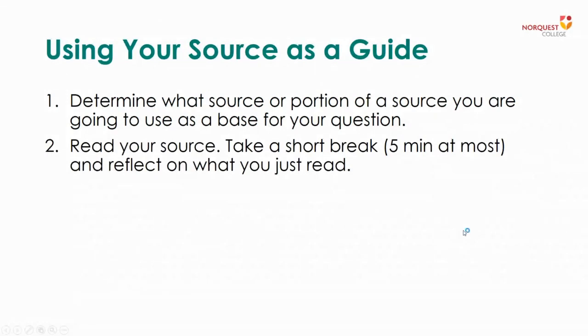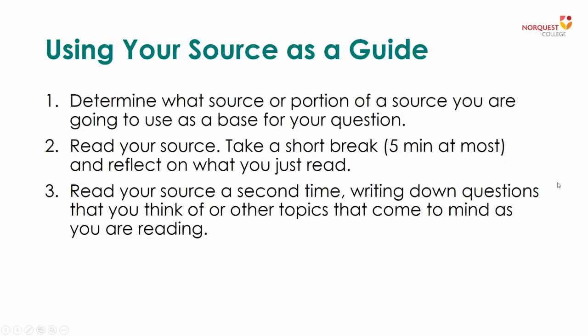The first thing you want to do after you've picked that source is you want to read it. So read it through, read it well, and then you're going to take a break just to give yourself a chance to reflect and give your brain a tiny bit of a break before you go to read it again. So when you read it again, you're going to be actively involved in the process. As you read, you're going to write down any questions that might come to mind or other topics that you think of as you're reading your source a second time. And then after that, you can figure out whether maybe one of those questions is something that you want to write about, or maybe you take a general topic, and you combine it with a concept map in order to help you break down that topic further.